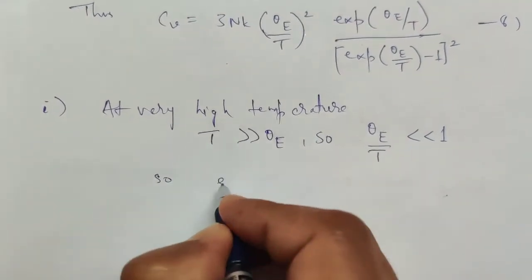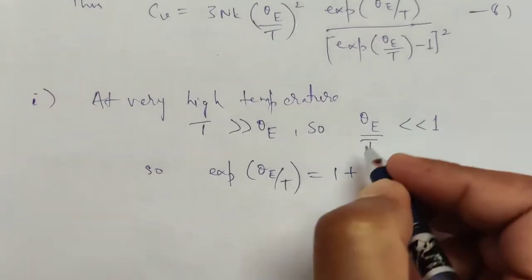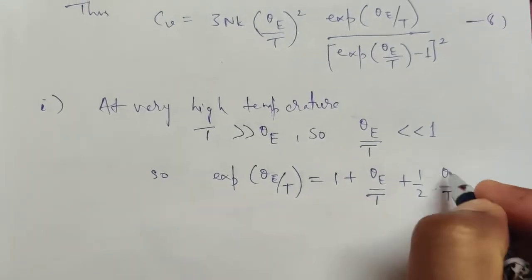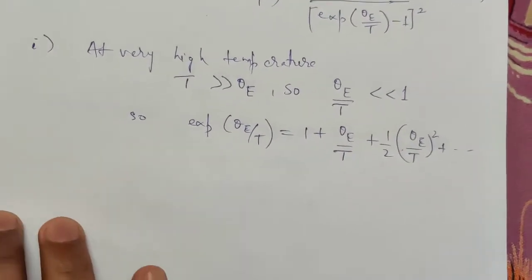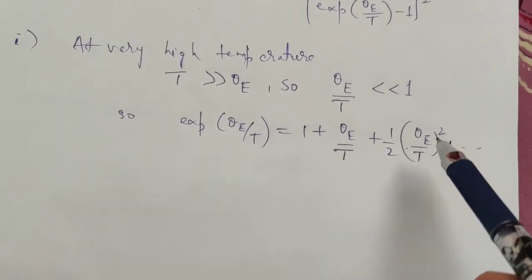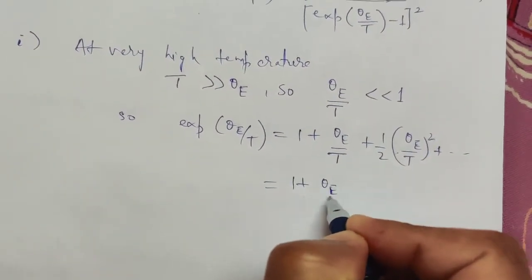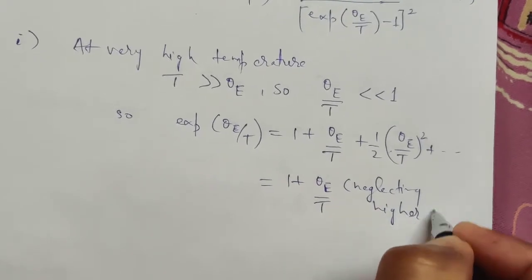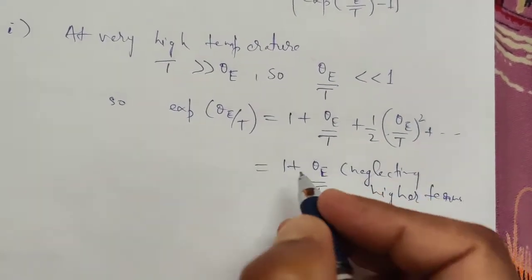So this factor, exponential theta E upon T minus 1, we can expand: theta E upon T plus half of theta E upon T whole squared plus 1/3 theta E upon T whole cube plus higher terms. Since this T is very big, this term will be very small, so its square will be much smaller, therefore these higher terms can be neglected.